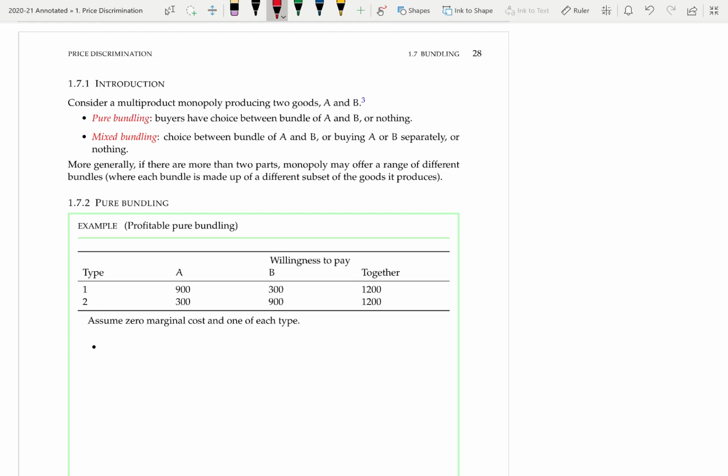But then we also have what's called mixed bundling, where a monopolist offers a bundle of A and B as well as A or B or both separately. So this is mixed bundling. So in the example of Microsoft Office, it's mixed bundling. You can buy the individual pieces of software, so you can buy Word on its own or Excel on its own, but you also have the option to buy the Office package.